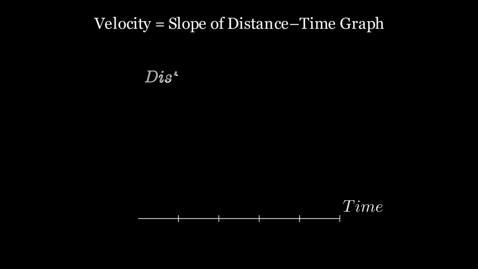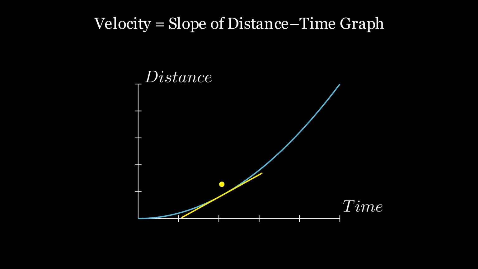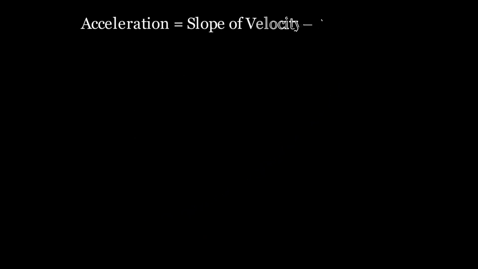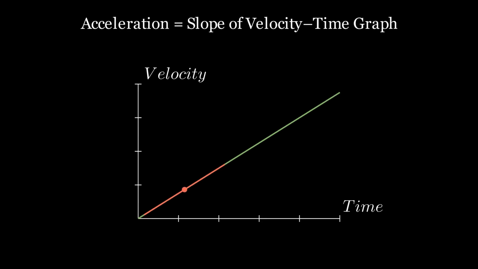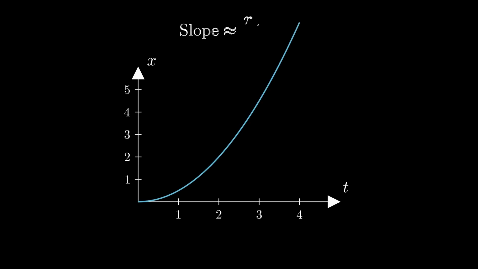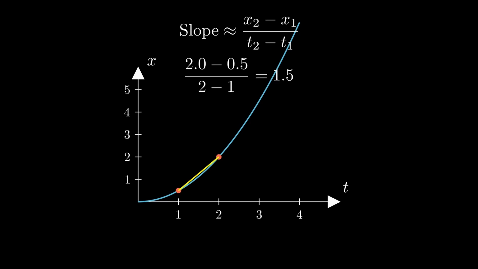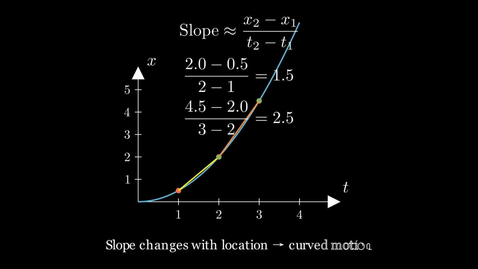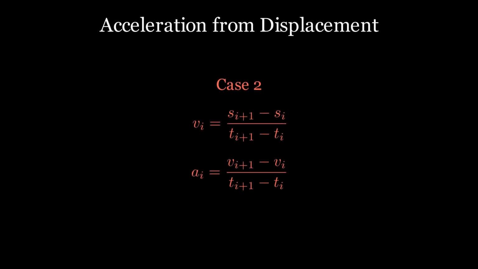From geometry, he knew that velocity is the slope of the displacement time curve, and acceleration is the slope of the velocity time curve. He knew how to compute the slope of a straight line, but not of a curve, so he applied the straight line slope formula over small time intervals. He found that velocity changed depending on where it was measured. Using this method, he calculated velocity and acceleration. This approach is called Case 2.